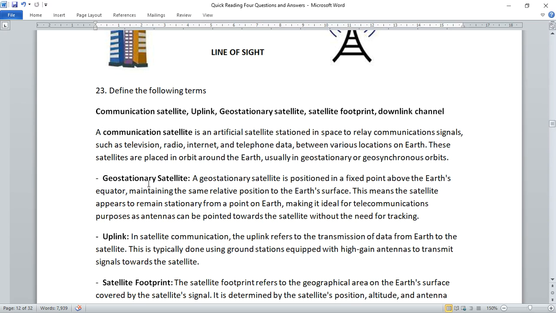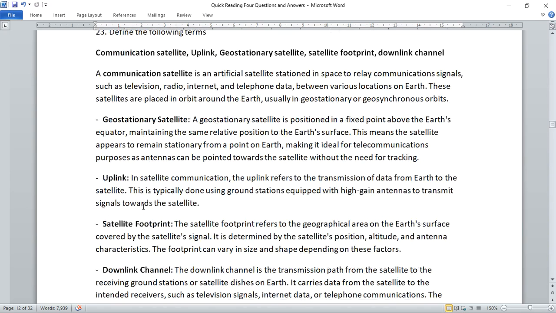Then we have geostationary satellite. This is a satellite positioned at a fixed point above the Earth's equator, maintaining the same relative position to the Earth's surface. So this is a satellite that is in space. Then we have uplink. Uplink refers to the transmission of data from Earth to the satellite. But when the geostationary satellite is transmitting from space to the Earth, that one will be downlink.